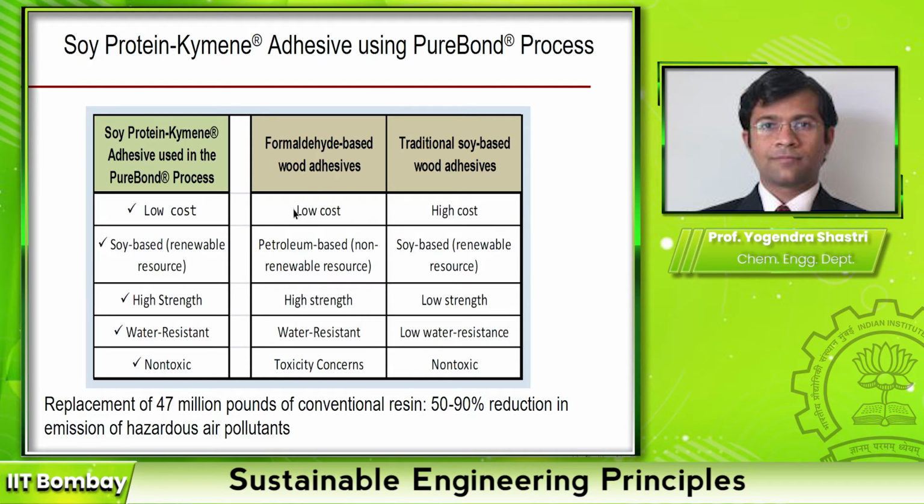Formaldehyde based resin has low cost, but it's petroleum based and has toxicity concerns. Compared to that, you have this particular product that they have developed. It is low cost, it is soy based so it's renewable, it has high strength, it is water resistant and non-toxic. They estimated that replacement of 47 million pounds of conventional resin will lead to about 50 to 90% reduction in emission of hazardous air pollutants. So there is a significant benefit.